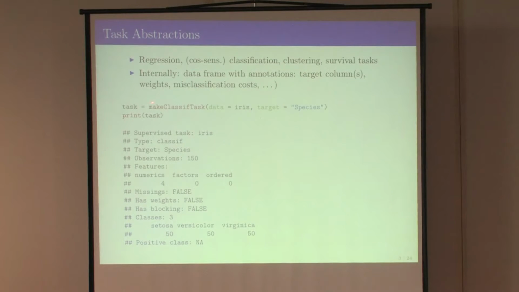And this is how a first modeling step might look like with MLR. You create a classification task, you put in the data, in this case the famous iris data set, you specify the target variable, and you have a task. And here you see what MLR then constructs from it. This is the printout, a nice summary of the task. You see how many observations there are, what types of features are in there, so just 4 numeric features, no factors, no ordered features, whether it has missing values, weights.